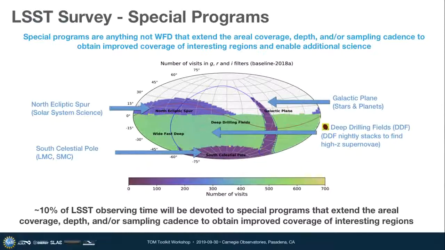They're coordinated with well-known astronomical community fields that have been visited by many, many observatories in the southern sky. But you can see also our expectation that there will be special program surveys to cover the North Ecliptic Spur, the South Celestial Pole, and an extension of the galactic plane into the north.